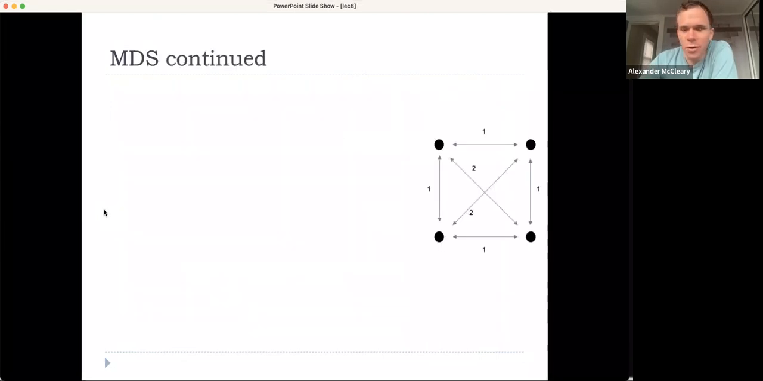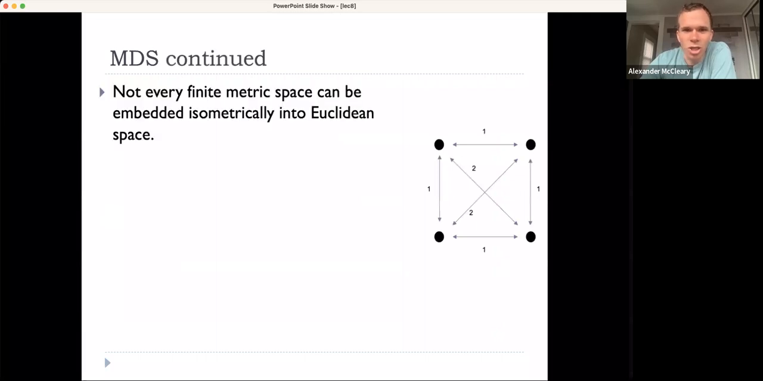Yeah, so MDS is very useful for human interpretation. But now there's a little bit of an issue with MDS, in that not every finite metric space can be embedded isometrically into Euclidean space. Right? This is what we want to do. We want to take our finite metric space and put it in Euclidean space in such a way that we're preserving all of the distances. But this is unfortunately not always possible.